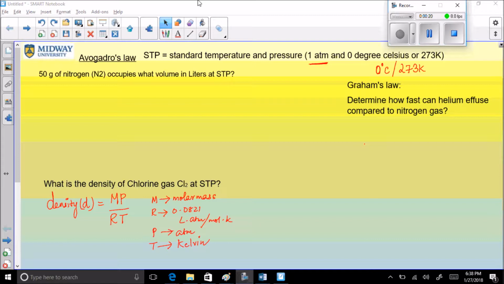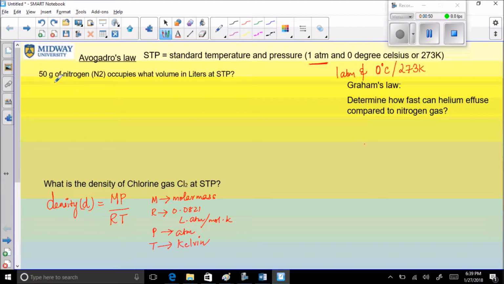Now, before we get started, I've already introduced you to the idea of standard temperature and pressure, which is a condition where the pressure is 1 atmosphere and the temperature is 273 kelvins or 0 degrees Celsius. So 1 atm and 0 degrees Celsius, or 273 Kelvin, constitutes standard temperature and pressure.